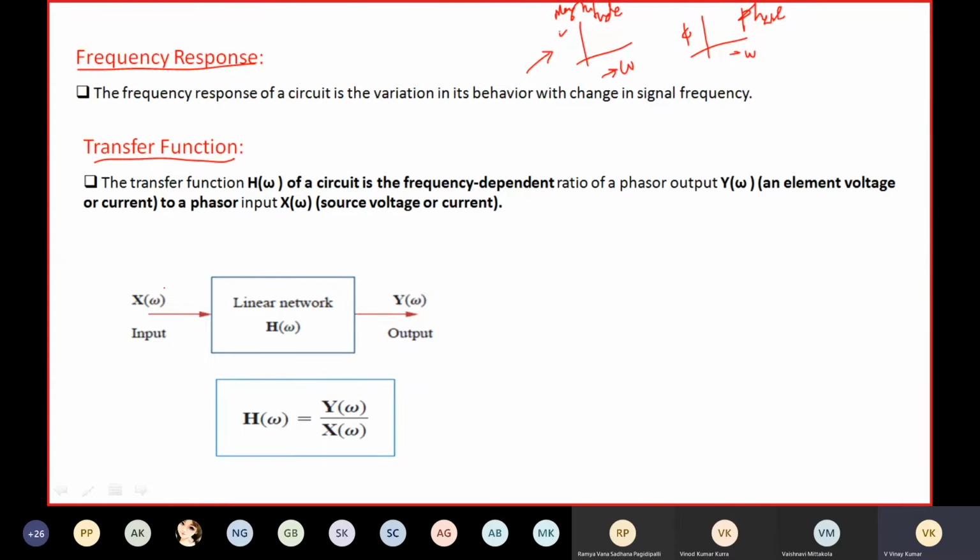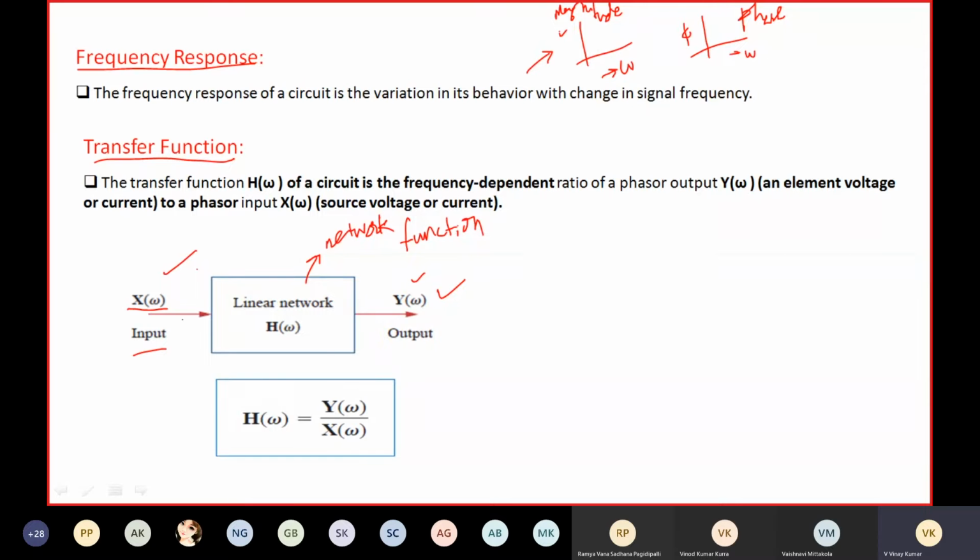Here X of omega is the input given to the system. This is the system. This is also called the network function. Y of omega is the output getting from the system. So the ratio of output to input is called the transfer function.